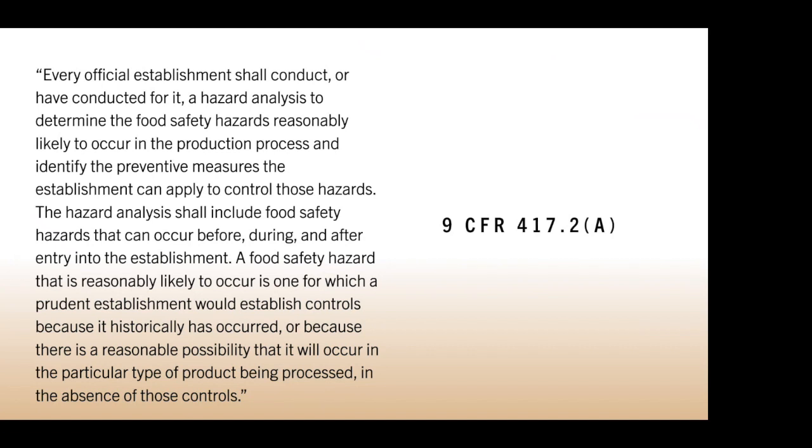A food safety hazard that is reasonably likely to occur is one for which a prudent establishment would establish controls because it historically has occurred, or because there is a reasonable possibility that it will occur in the particular type of product being processed in the absence of those controls. What this means is that each facility that processes meat or poultry under state or federal inspection must complete a hazard analysis, which we'll talk about shortly.